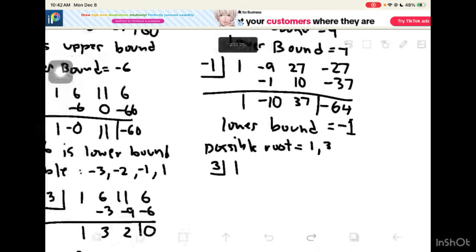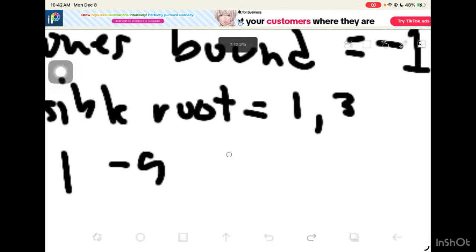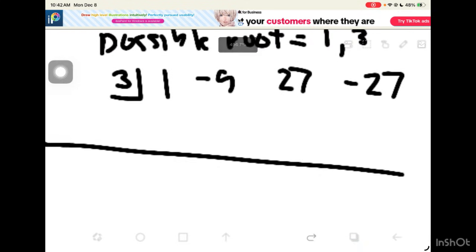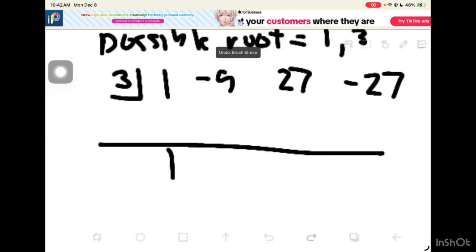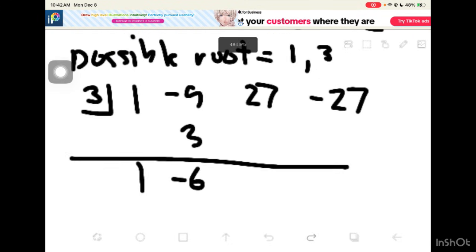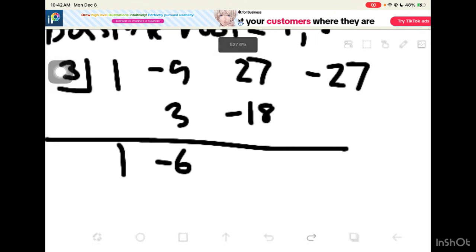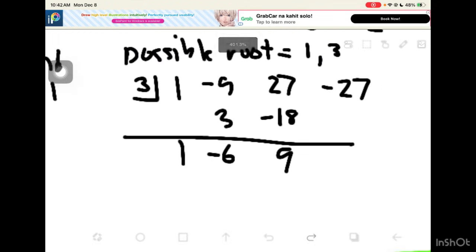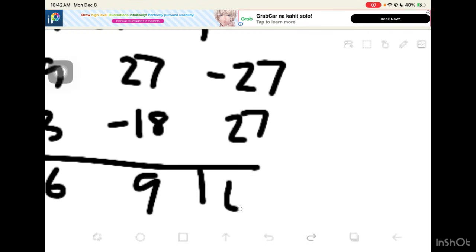So we have 1, negative 9, 27, and negative 27. So we drag down the 1. 1 times 3, 3. Negative 9 plus 3, negative 6. Negative 6 times 3, negative 18. That's negative 27 plus negative 18, that's 9. 9 times 3, 27. 0.